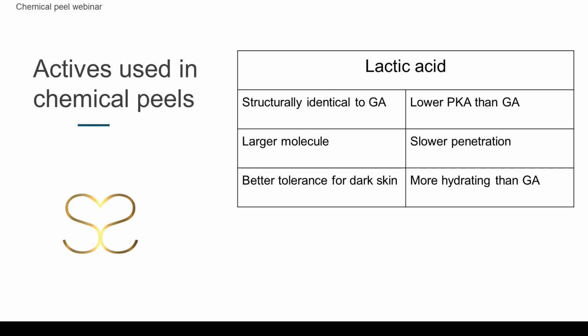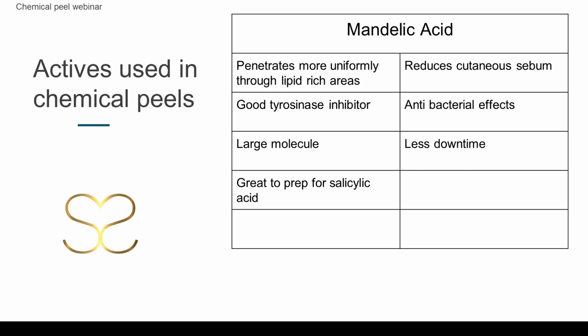Lactic acid is structurally almost identical to glycolic acid. It has a slightly larger molecule and penetrates a little bit slower. It also has excellent hydrating properties, which makes it one of the best choices to do on a patient as a first-time in-office peel procedure. It shows better tolerance than glycolic acid, and therefore it can be used instead of glycolic acid on darker skins, higher risk skin types, or skins with more sensitivity and redness.